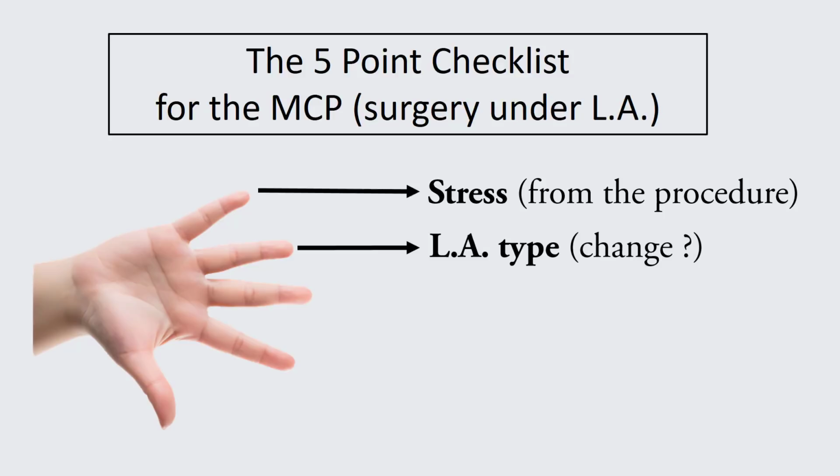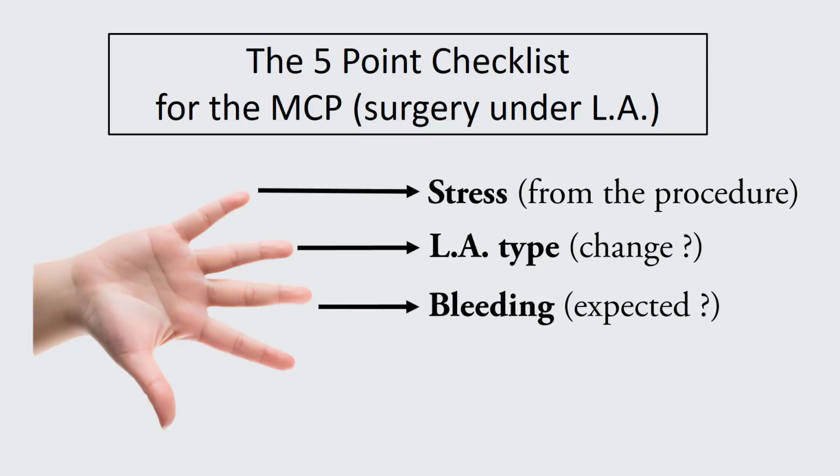The second point is the local anesthetic type. So with some medical conditions, we need to change the type of the local anesthetic that we should use during the procedure. And you may also consider the need for adjusting the dose of the local anesthetic according to the medical condition in question. Now, changing the usual technique of administration of the local anesthetic will be covered in the next point of the checklist, so no need to be worried about that at this point.